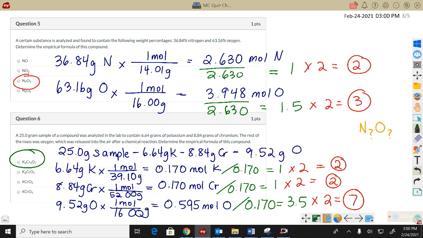K2Cr2O7. And right there are the 2 different ways that you'd probably be given data to calculate an empirical formula, either through percent composition or maybe just grams, masses that were directly measured in the lab.